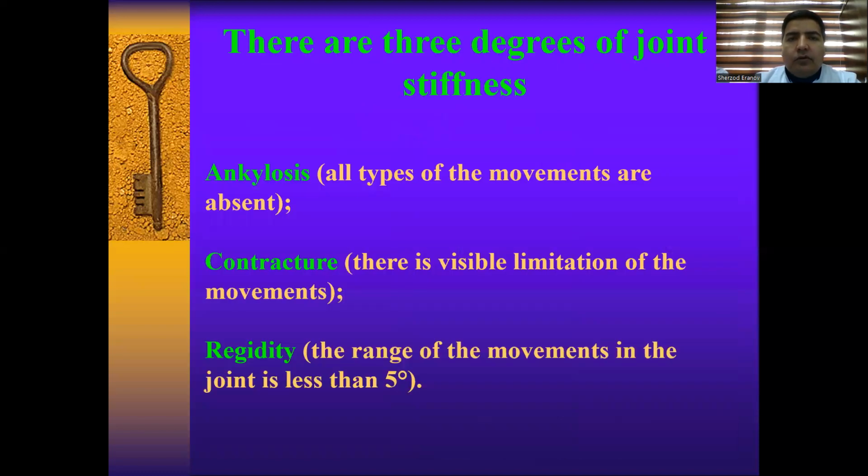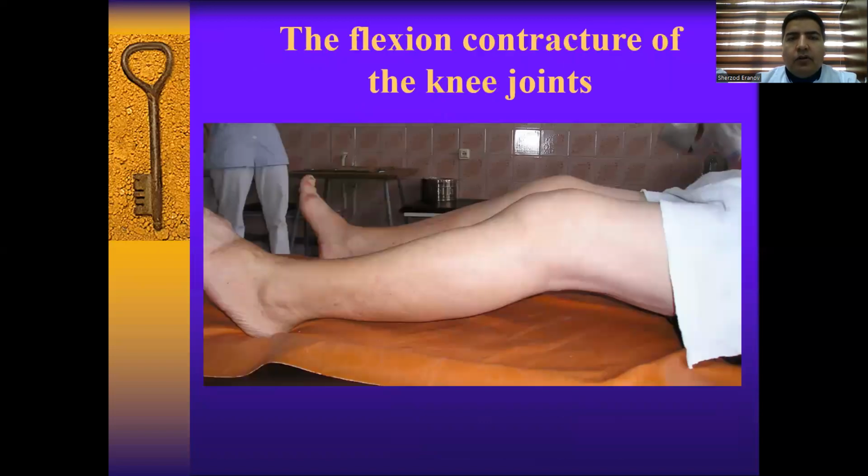There are 3 degrees of joint stiffness. Ankylosis, all types of the movements are absent. Contracture, there is visible limitation of the movements. Rigidity, the range of the movements in the joint is less than 5 degrees. The flexion contracture of the knee joints.